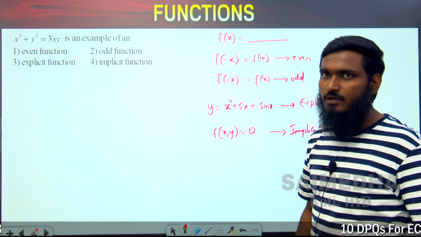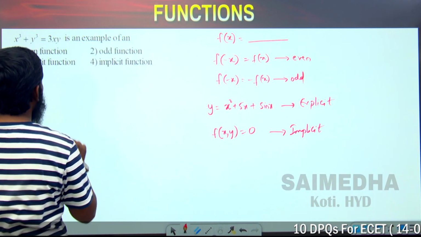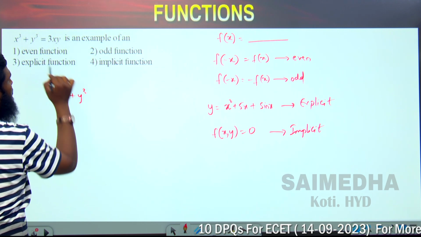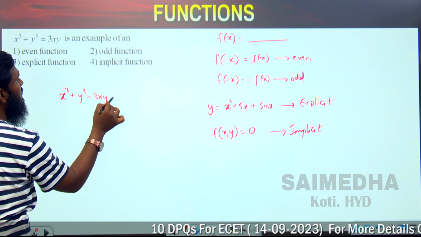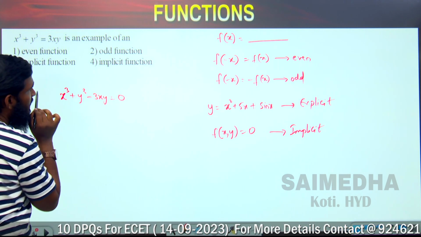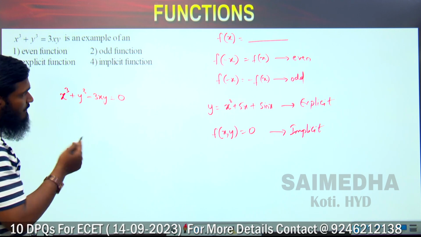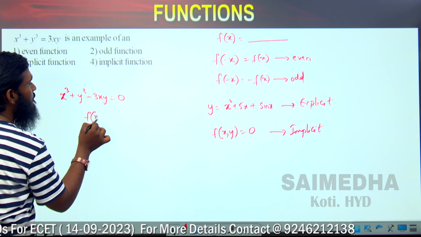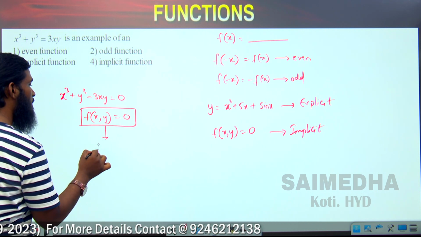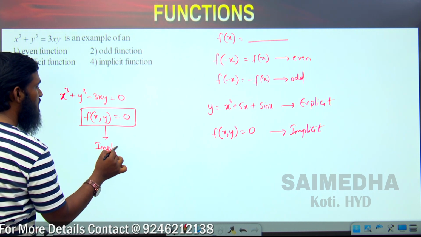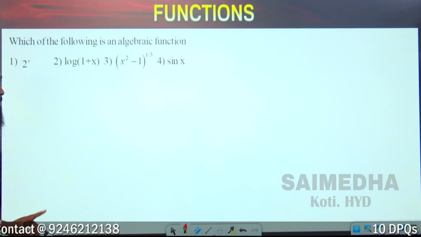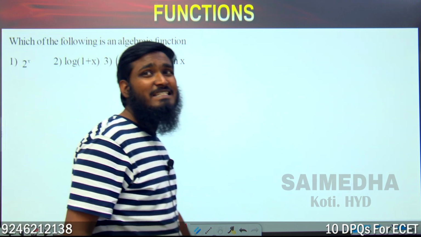Implicit function, okay. So over here, as we have taken x cube plus y cube, 3xy if you bring it over here it becomes minus 3xy equal to 0. Now we have an xy combination over here. We can't separate that part either. It looks like f of x comma y equal to 0, so we have to call this an implicit function, okay. Fourth option is correct. Now next, which of the following is an algebraic function?